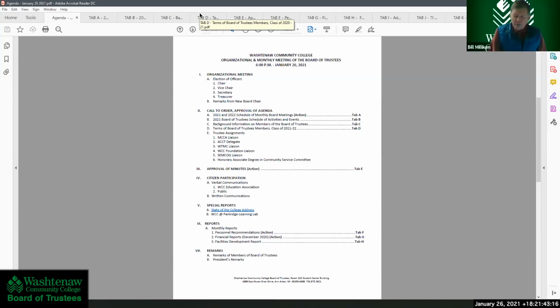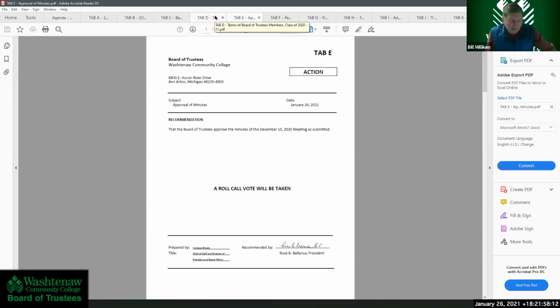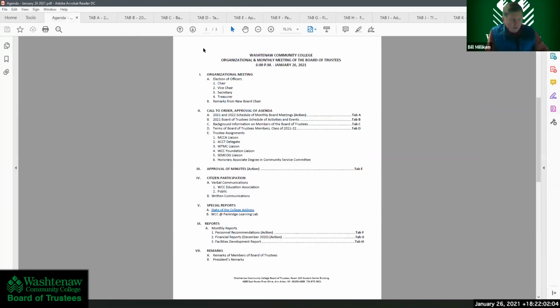We have some trustee assignments for the trustees to participate in various college activities. We have the MCCA liaison, the ACCT delegate, the WTMC liaison, WCC Foundation liaison, SEMCOG liaison, and honorary associate degree in community service committee. What I would appreciate is you taking a look at these lists and sending me an email if you're interested in an assignment, prior to our meeting on February 12th. The assignments will be incorporated in the February board materials. Any questions on that from anybody?